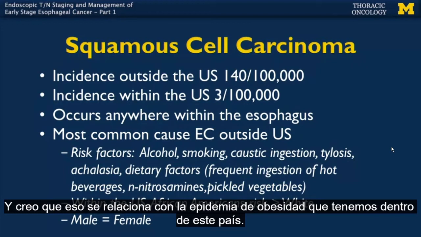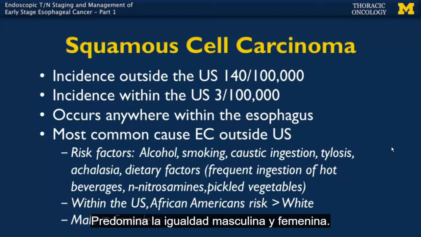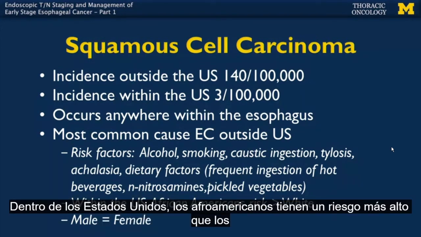and I think that relates to the obesity epidemic that we have within this country. This type of cancer can occur anywhere within the esophagus. It's male and female equal predominance. Within the United States, African Americans have a higher risk than Caucasians.